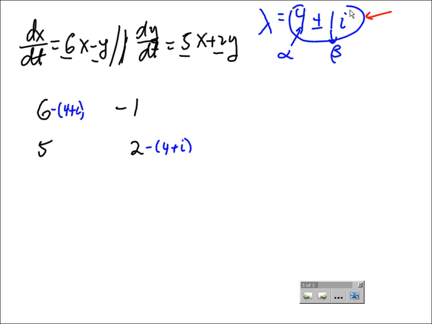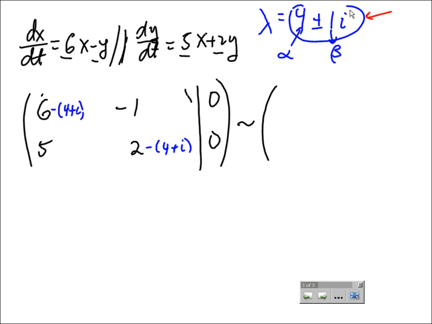Now, we want this augmented with 0. We want to solve that. Well, first let's do the math. 6 take away 4 is 2. Don't forget to take away i. Minus 1, 5. 2 take away 4 is negative 2. But please don't forget to take away the i.